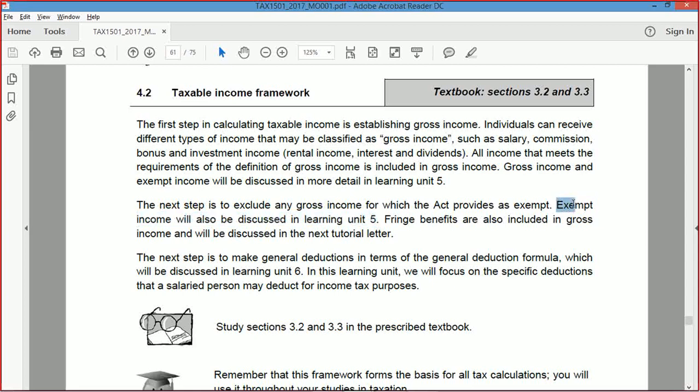Okay, exempt income could be something like your interest. Okay, a portion of your interest is exempt. Fringe benefits are things that you specifically include. Right, it's a fringe benefit. So if I have a car allowance, or if I have the use of a vehicle, that needs to be included as part of my gross income. Okay, general deductions, that's a separate unit. Okay, we'll discuss that in detail in study unit 6. Right, so in this study unit, we're only looking at taxable income. In other words, how much are we actually going to have, and is that subject to tax? And if so, how much tax do I pay on that amount?